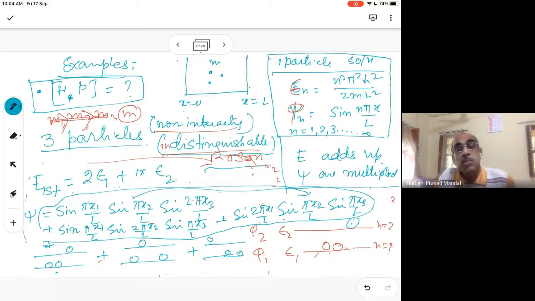Now, if you have understood what I taught here, you can find the second excited state. Find E second excited state for three bosons and psi second excited state.